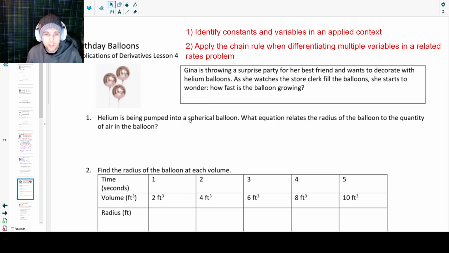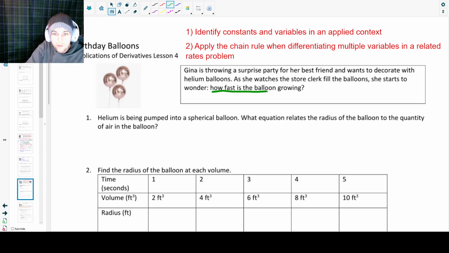All right, here's our initial scenario. Gina is throwing a surprise party for her best friend and wants to decorate with helium balloons. As she watches the store clerk fill the balloons, she starts to wonder, how fast is the balloon growing? So there's a few different ways that we can talk about the growth of our balloon, right? We can talk about how much air is going in and filling that balloon up, so the volume of the balloon, how that's changing. And we can also talk about the physical size of the balloon in terms of its diameter or radius, right? So we're going to maybe look at both of those ways of thinking about it right now. Okay, question 1.